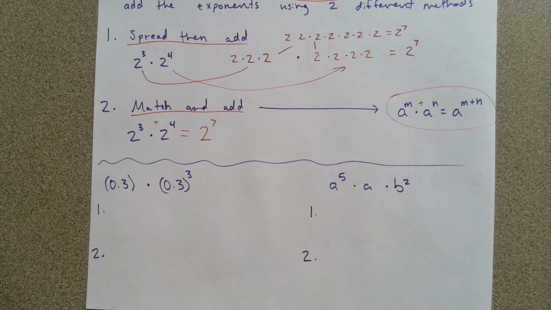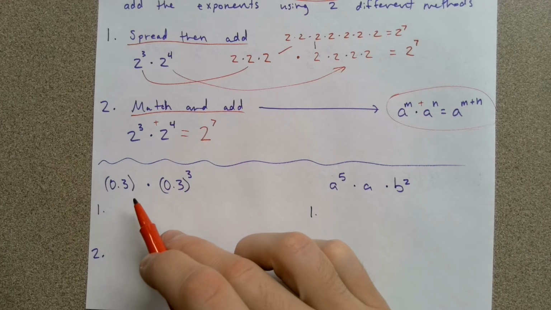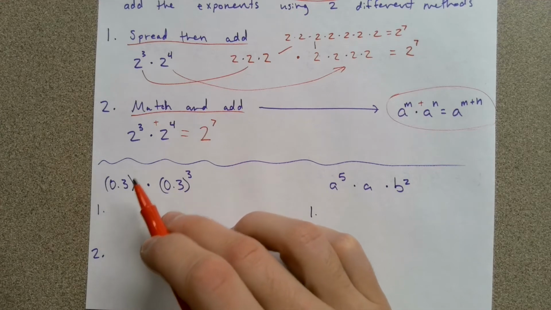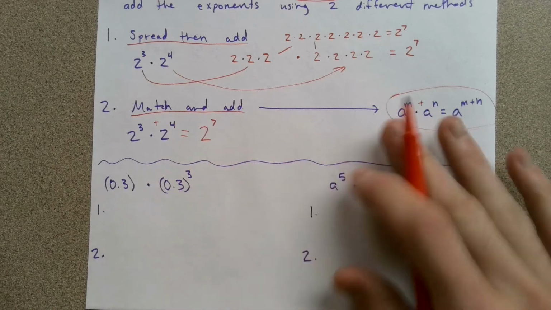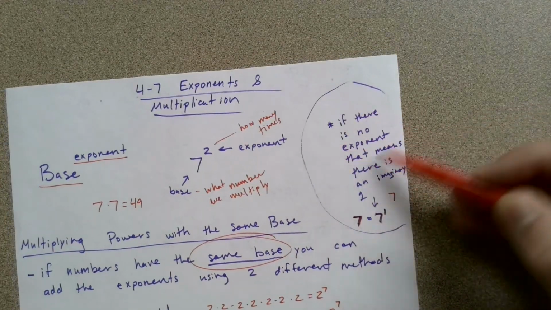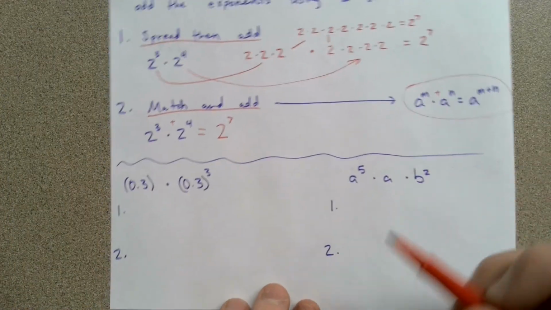All right, so we got a couple examples here. Our first one down here. We got 0.3 to the what power? Don't say 0. Don't say 0. We talked about this. If there's no exponent, that means there's an imaginary 1. I'm going to toss it in there.